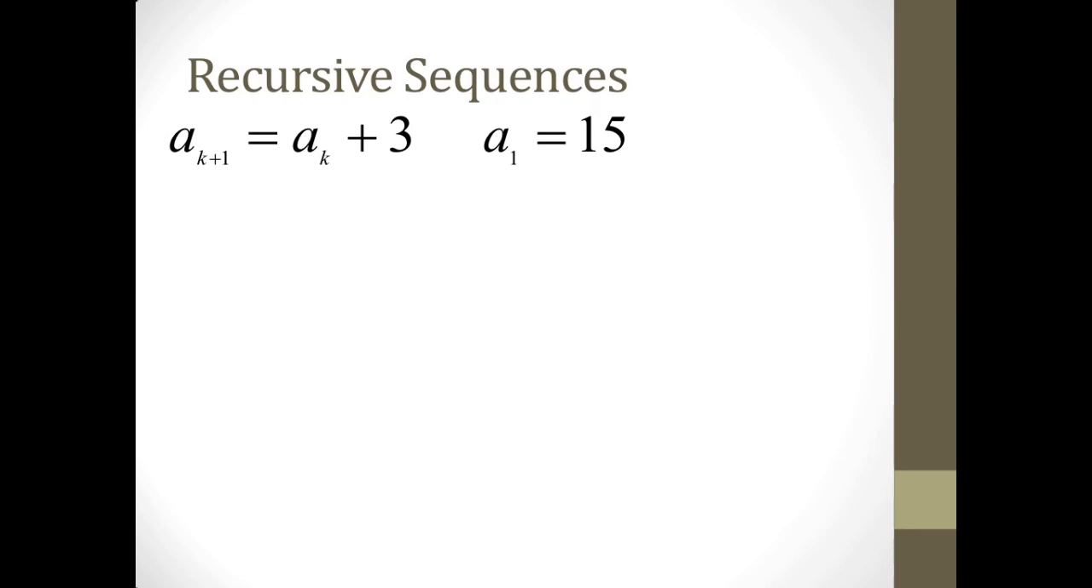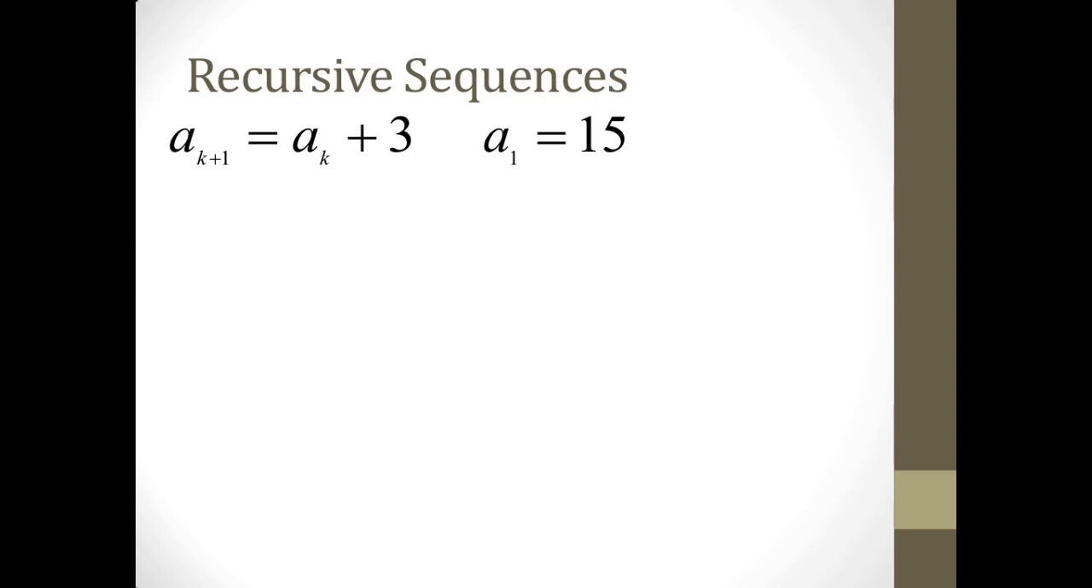Our last type of sequence we're going to look at for this section is called a recursive sequence, and this is generally the most challenging to comprehend. We have a formula here, and our formula says a sub k plus 1 is equal to a sub k plus 3. What this means is whatever term we're looking for, the k plus 1 term, is directly related to the term that comes before it. So when we're doing these sequences, we have to have the first term defined, otherwise there's no way to figure out what the next term would be.